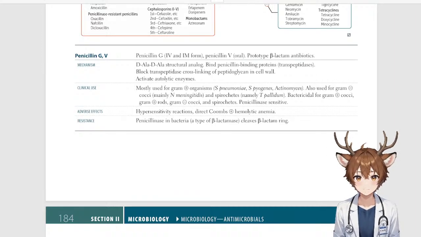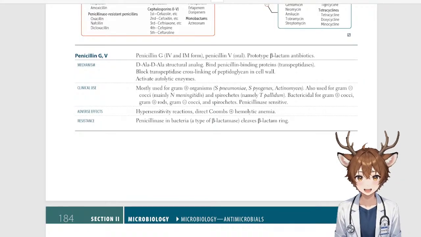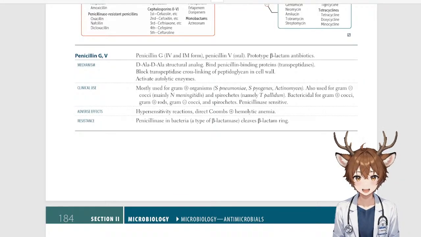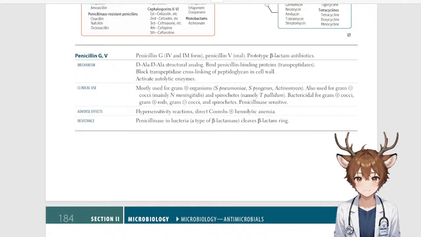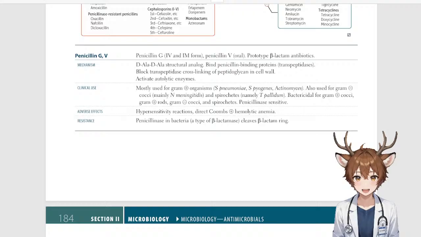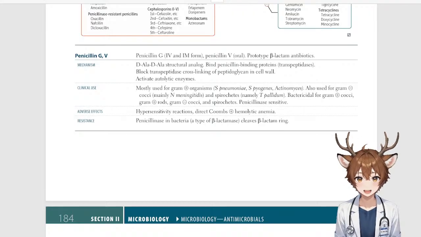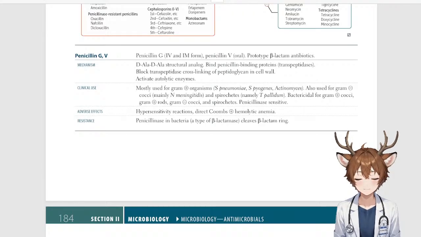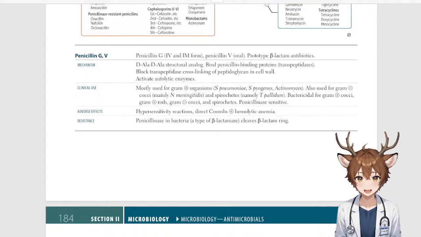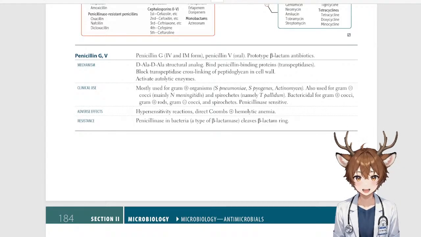Adverse effects: hypersensitivity reactions, direct Coombs positive hemolytic anemia, drug-induced interstitial nephritis. Resistance: beta-lactamase cleaves the beta-lactam ring, they say penicillinase. Also mutations in PBPs. And that's why if you're taking penicillin G, you might want to take an additional drug which blocks penicillinase or blocks the beta-lactamase.